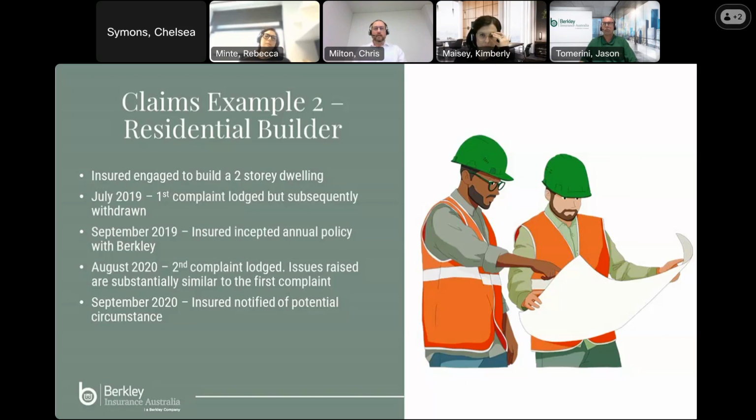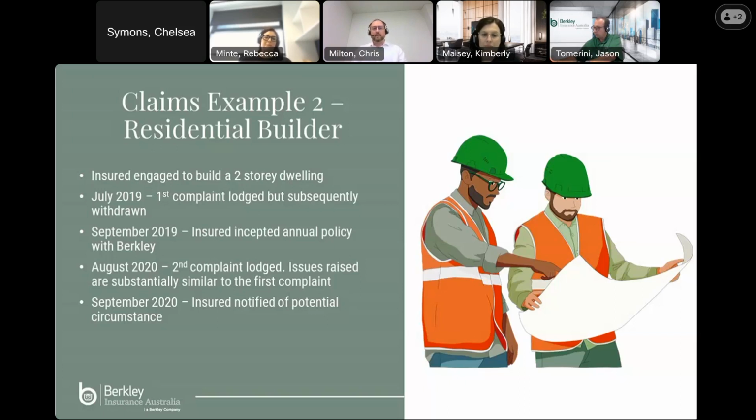The insured first became aware of circumstances that may lead to a claim in July 2019, which was the first complaint. The claim was not made and notified during the policy period, as the client knew of a potential circumstance prior to the inception date of the policy with Berkeley. It fell outside of insuring clause 1.1.